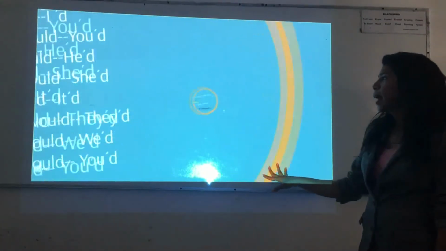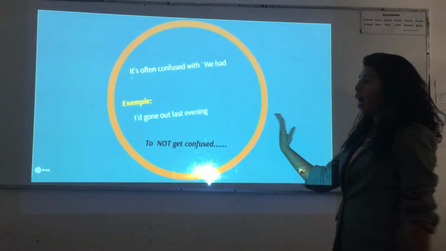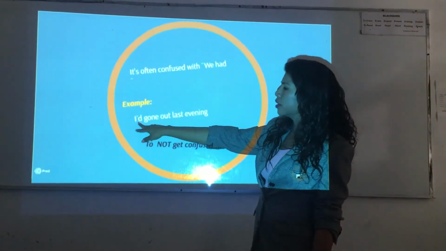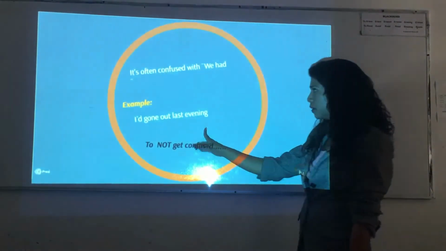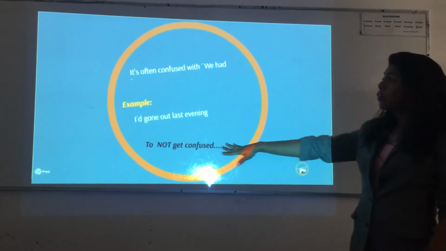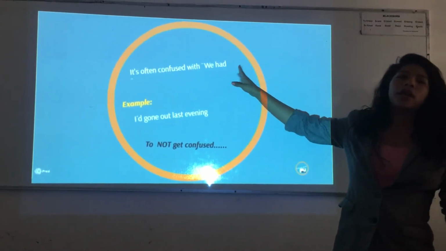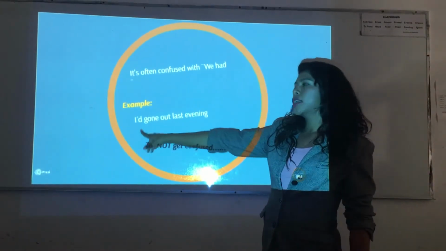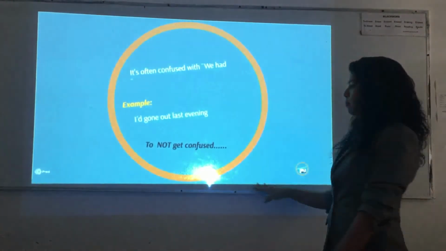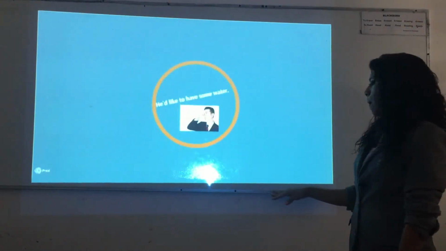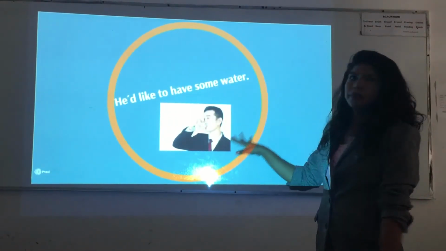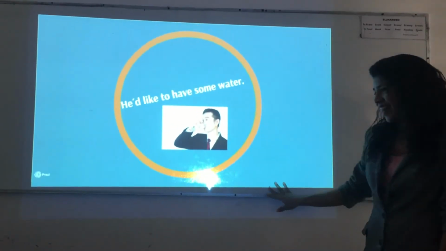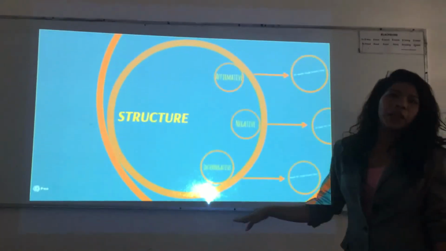Next, it's often confused with we had. For example, I'd gone out last evening. If you undo the contraction, it is I had gone out last evening. But to not get confused about she had, he had, it had, the verb after the contraction has to be in present. For example, he'd like to have some water. Did you guys understand that? Yeah. Next.